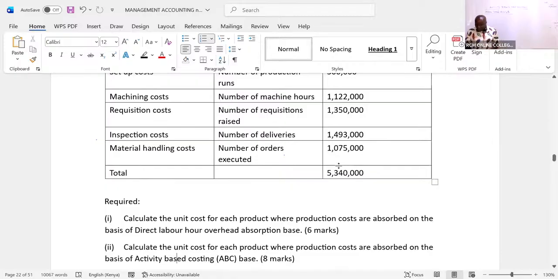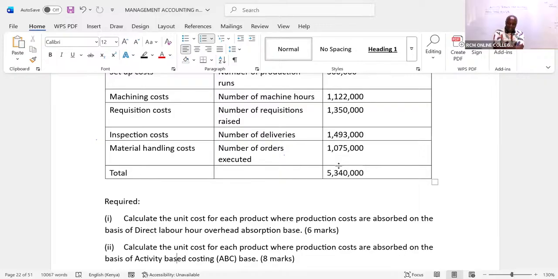They want me to calculate the unit cost for each product where production costs are absorbed on the basis of direct labor hour overhead absorption rate base. Before I go to number 2, when you read number 1, where they want us to calculate the unit cost for each product, where production costs are absorbed on the basis of direct labor hour overhead base, which method are they talking about here?